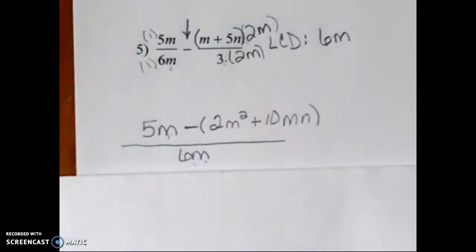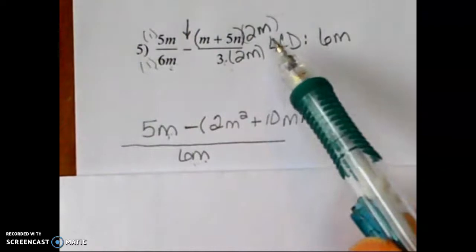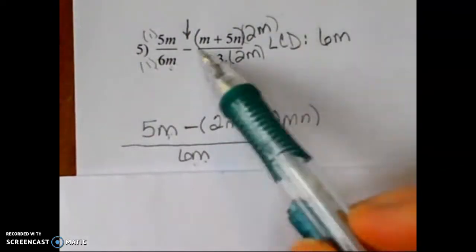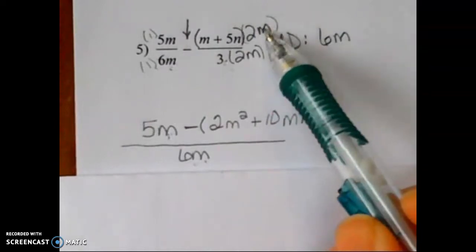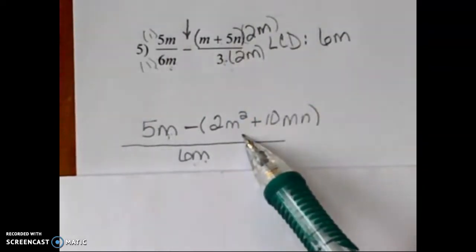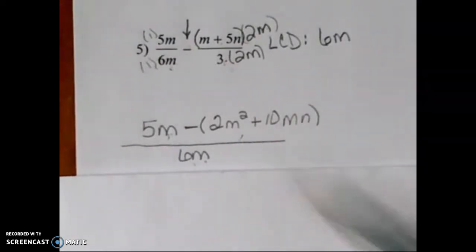Okay, friends, this one gets to be a little bit more work. So I'm going to distribute, I'll bring down that minus sign and then distribute the 2m into this binomial. That gets me 2m squared plus 10mn. Distribute this minus sign to the inside, and I get this far.